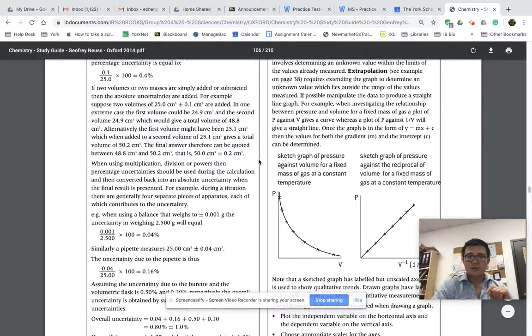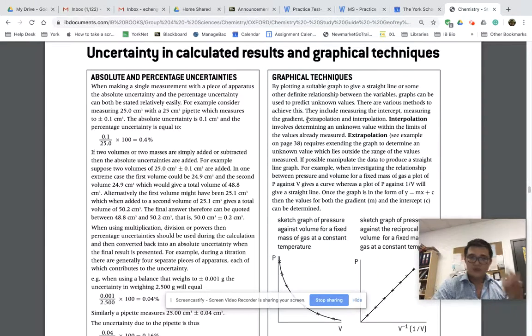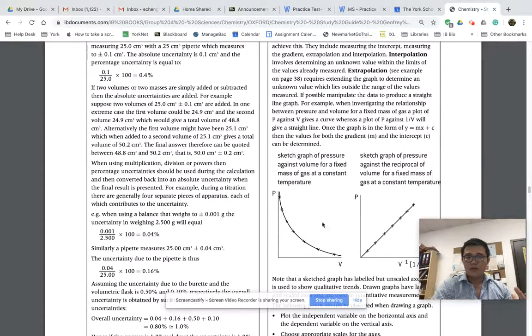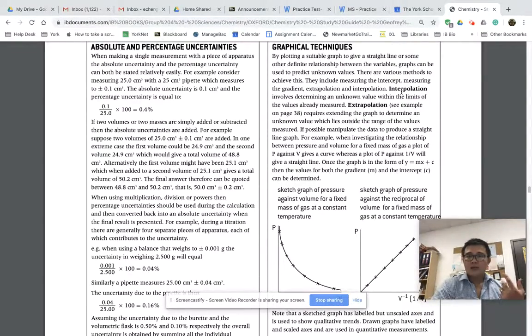So there are different types of graph, straight line or some other graph. Your independent variable should always be on the x, dependent variable on the y. Now, interpolation versus extrapolation. Interpolation is using the values that you already know to figure out a number.